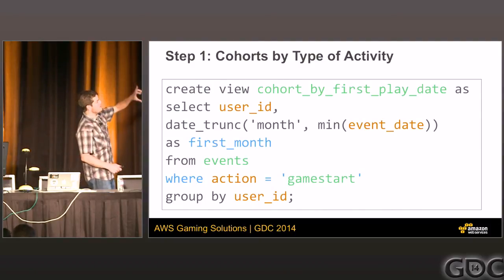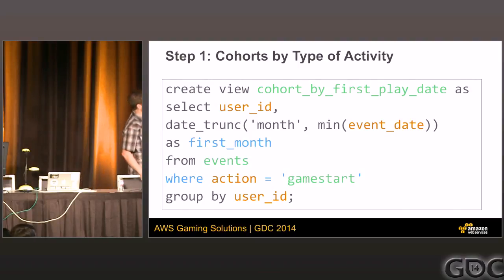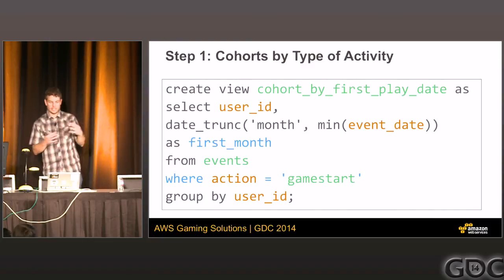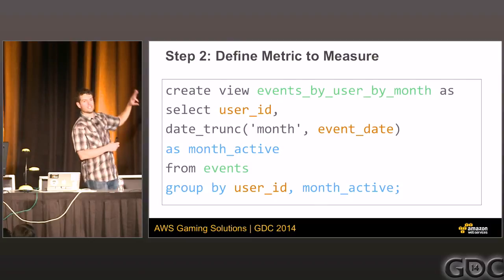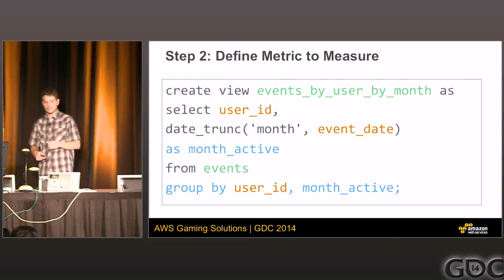So this is the same cohort description. The only difference is right into that first month, you can see that it says where action equals game start. Again, hopefully you can see that it's simple to build these things up. You can just add additional criteria.